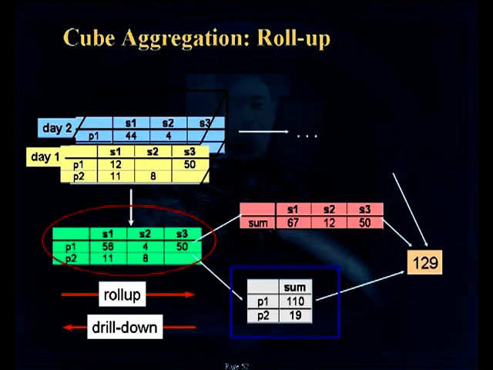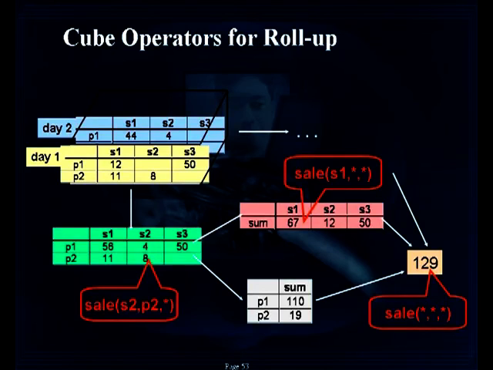So if you observe, the total sales for all products for all stores is nothing but 110 plus 19, again 48, etc. So ultimately we get 129. I repeat, total sales for all products for all stores is 110 plus 19, that is 129. But this 129 can be computed in several ways: 67 plus 12 plus 50, or 110 plus 19, or in some other direction.